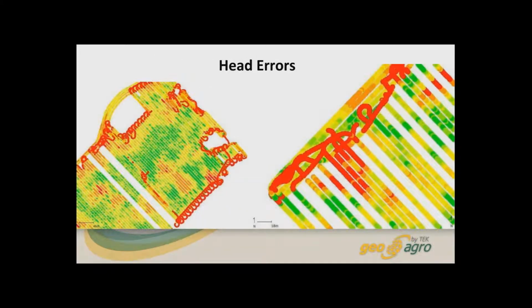This is very, very typical: the head errors. As you know, when you are doing the harvesting operation, you have to be considering a number of aspects. So the ideal situation is when you take a turn at the end of the harvesting line, you will lift the head, it will stop recording, and then when you enter the field again, you will put down the head and start recording again. This would be an ideal situation.